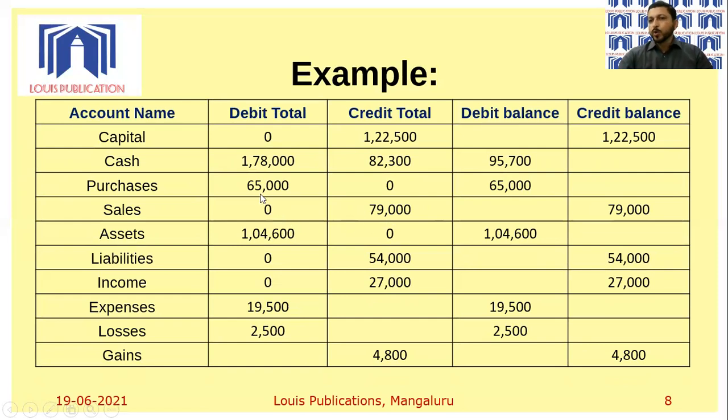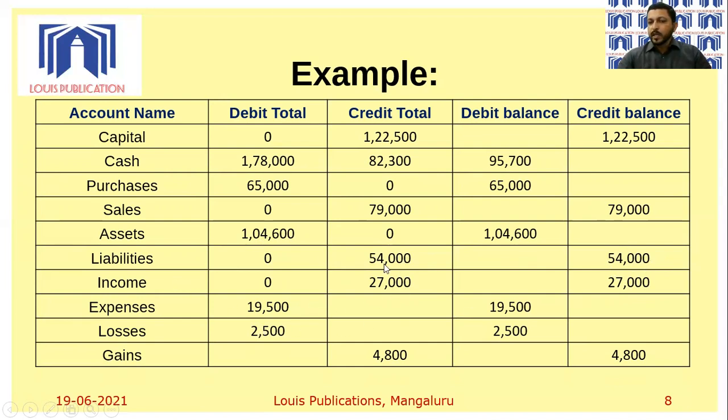Then sales: there is no posting on the debit side, so it is zero, whereas in sales account the credit total is 79,000. So when I balance sales account, I will get a credit balance of 79,000. Then assets, liabilities, income, expenses I have taken, and equity is right here, capital. So asset debit balance is 1,04,600, with no posting on the credit side. Liabilities, as you know, will always show a credit balance. So there is a credit total of 54,000, zero on the debit side, and liability shows a credit balance of 54,000.